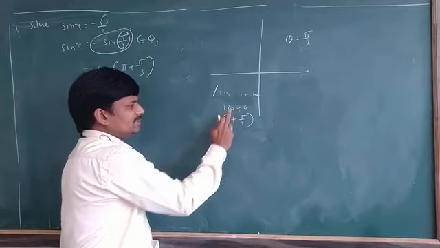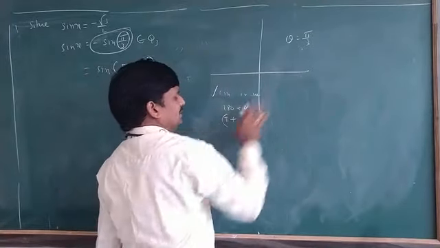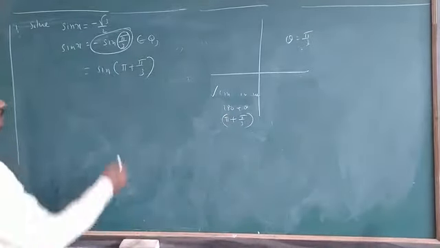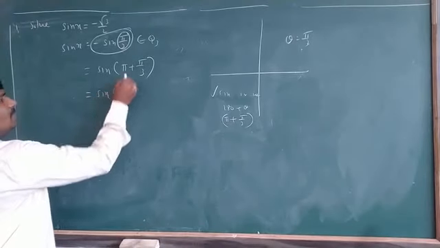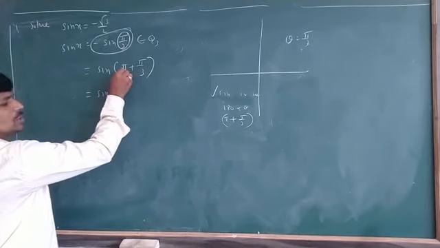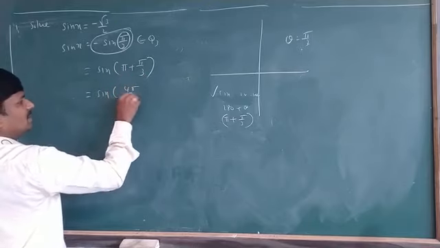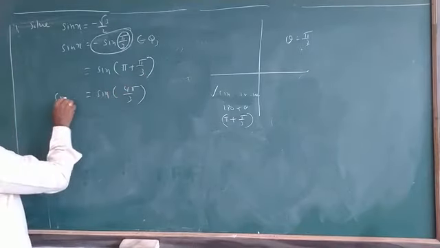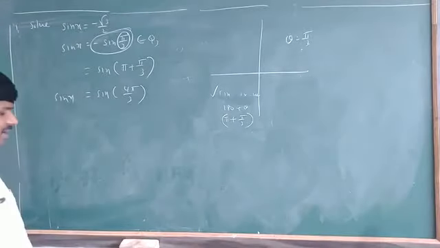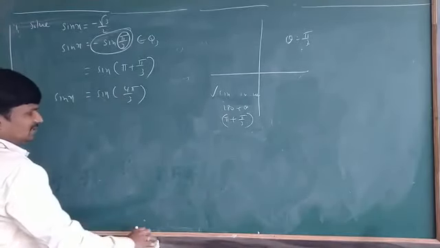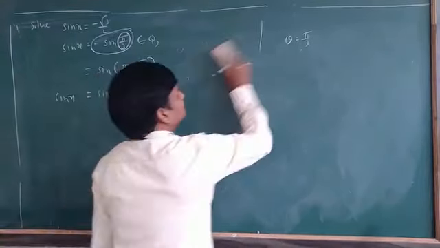180 plus theta means pi plus theta, here pi by 3. Pi plus pi by 3. Now here, what will be sin? 3 into 1, 3 pi plus pi, 4 pi by 3. Just after here, sin x is equal to sin alpha. So which form is it?